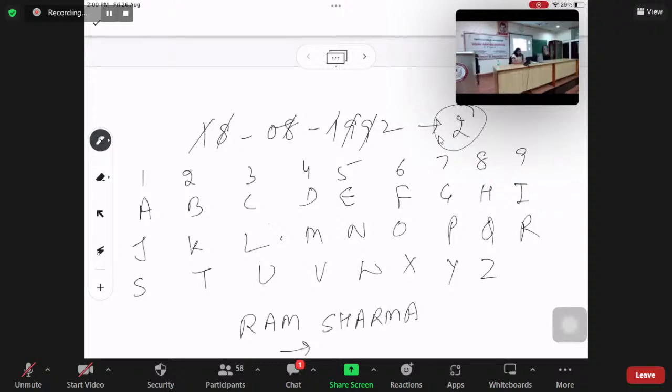Ram, R is here. It means its number is 9. Take this 9. A is 1. M is 4. S is 1. H is 8. A is 1. R is 9. M is 4 and A is 1. So 9 cancels, 8 plus 1, 9 cancel, 9 cancel, 4 plus 4, 8 plus 1, 9 cancel. This is coming out to be 2.